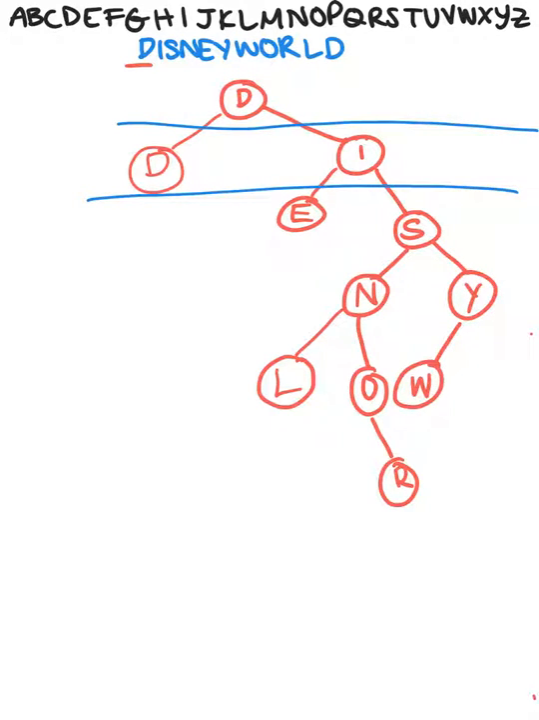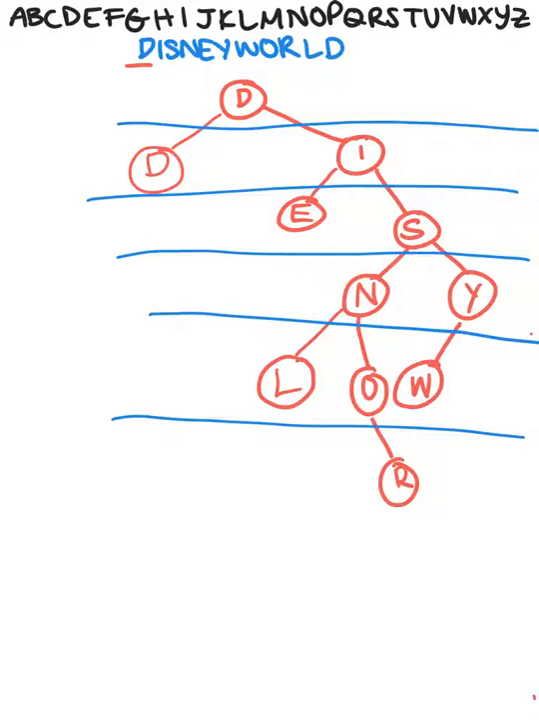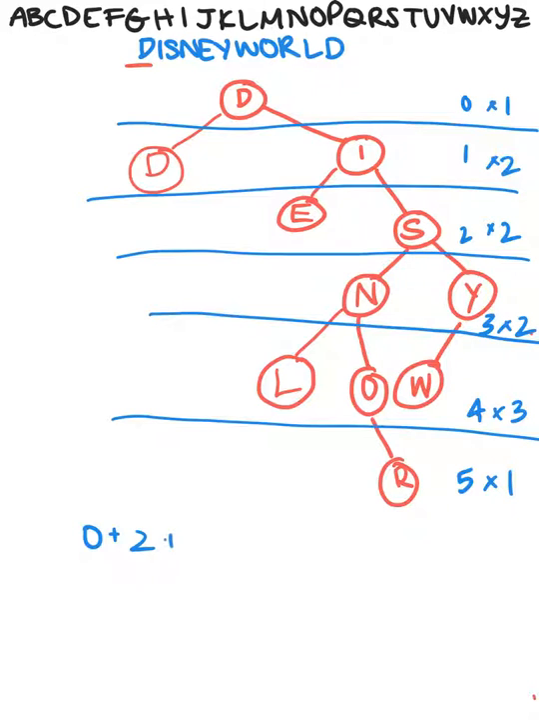Now again, we're going to divide up our tree by levels as we did with the first string and find the internal path length. So starting from 0, I'm going to label each level, and again we have 4 different levels, and then multiply that by the number of nodes at each level. And then once you sum that all up, you're going to get the internal path length of the string Disney World. So the internal path length is equal to 0 plus 2 plus 4 plus 6 plus 12 plus 5, and that number is equal to 29.